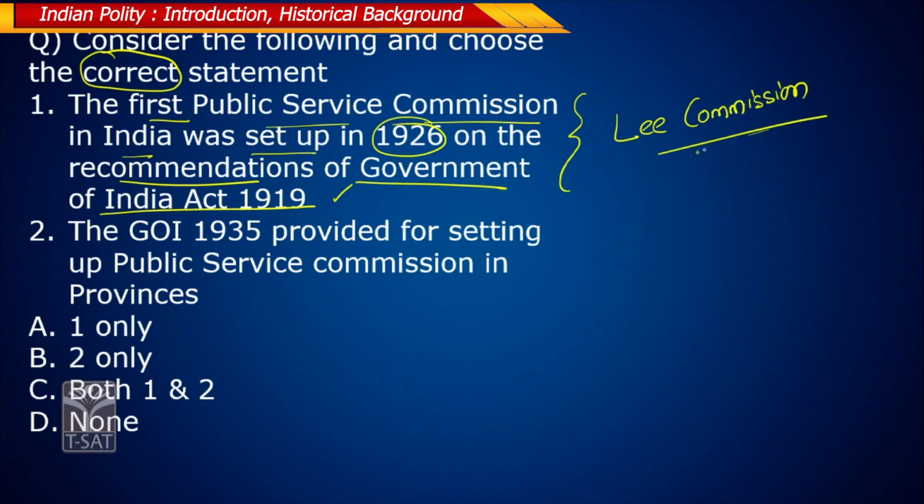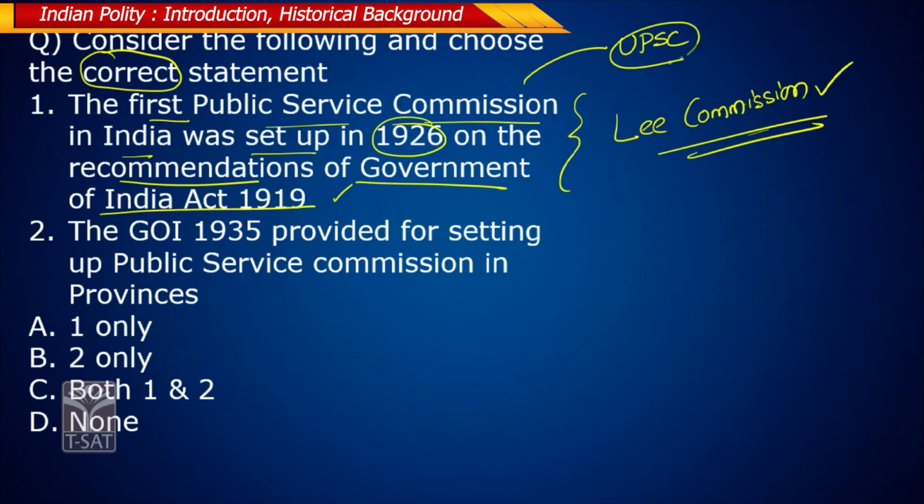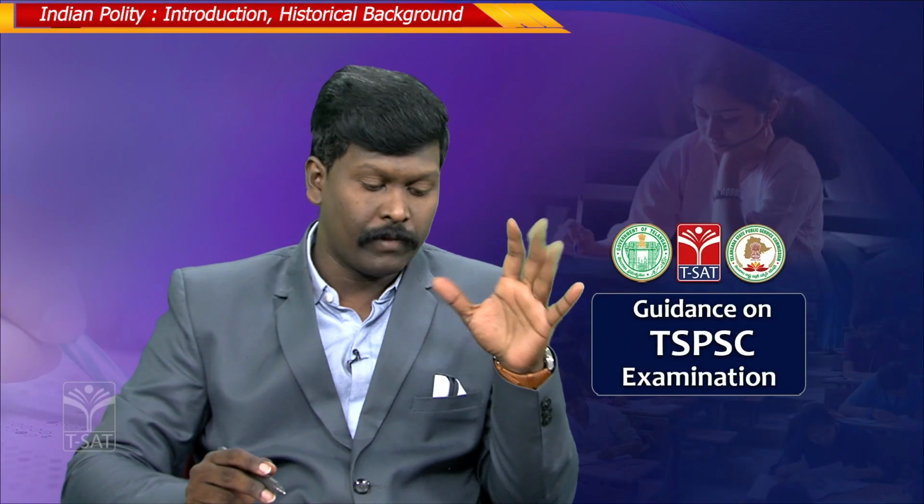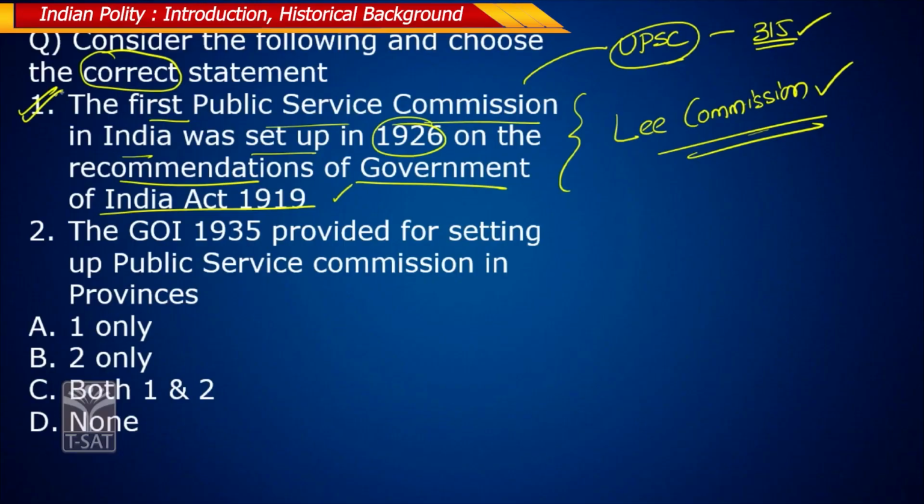On the recommendations of the Lee Commission, what we all know today is the Union Public Service Commission, discussed in Article 315. Article 315 of the Constitution talks about the Union Public Service Commission. So the first statement is correct. Look at the second statement.